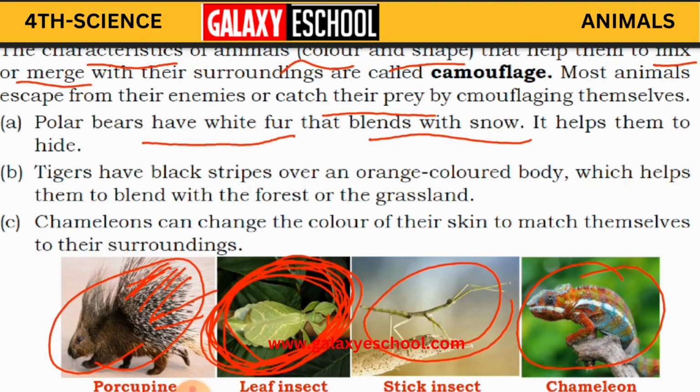Clear, children? And tigers have black stripes over an orange colored body, which helps them to blend with the forest or the grassland. So how are the tigers, children? They have got black stripes over an orange colored body. Because of that, what happens? They will mix up with the forest land. So forest in the sense, what do you have? Large trees, so many trees, and so much grass. Because of this orange colored body, it is going to mix up with the trees.